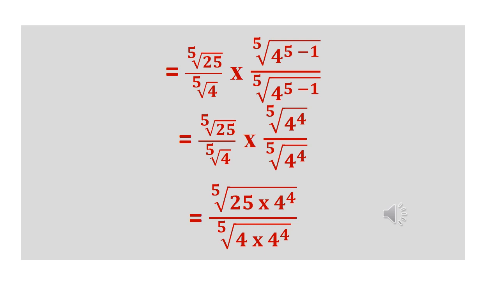Then it follows that we can join the numerator together and the denominator together. So we have the fifth root of 25 times the fifth root of 4 raised to power 4. If we join it together, we have the fifth root of 25 times 4 raised to power 4. Then all over the fifth root of 4 times the fifth root of 4 raised to power 4. If we join the denominator together as well, we have the fifth root of 4 times 4 raised to power 4. So altogether we have the fifth root of 25 times 4 raised to power 4 all over the fifth root of 4 times 4 raised to power 4.